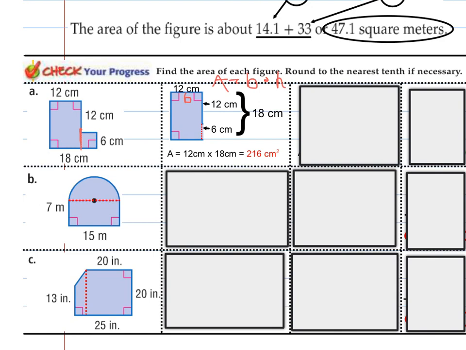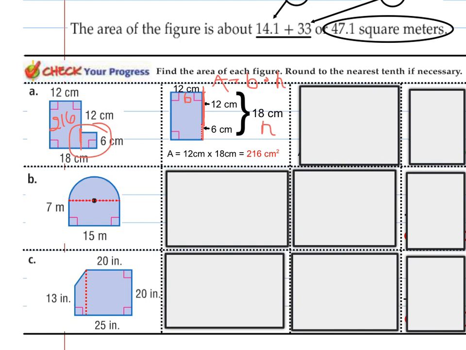So, we had 12 centimeters here, but the height of the square that we took off was 6. So you just remember to add that 6 centimeters in there. So the height is 18. So plugging our base and height into our formula, we have 12 times 18, which is 216 centimeters squared. So the area of this figure is 216.